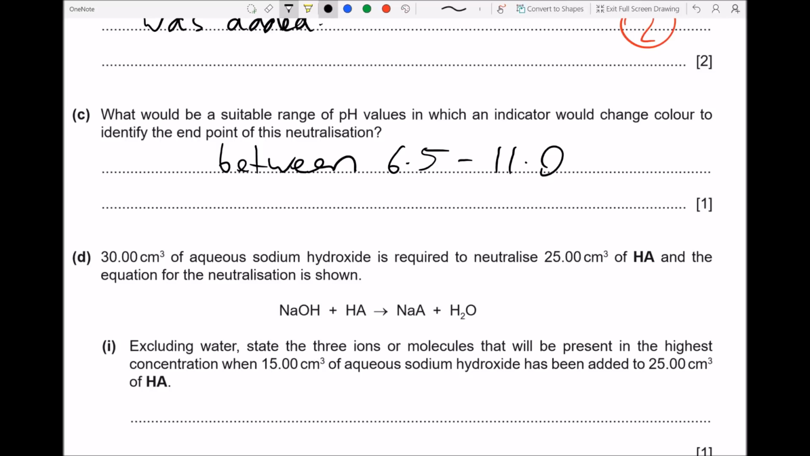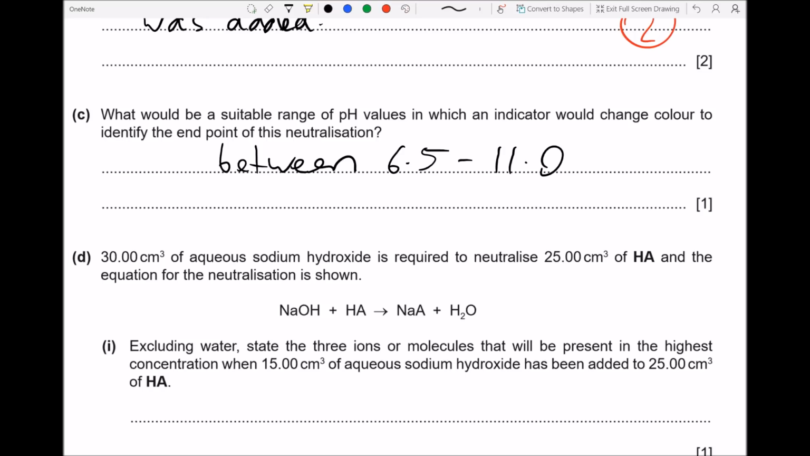Right, D. It says 30 centimeters cubed of aqueous sodium hydroxide is required to neutralize 25 centimeters cubed of HA, and the equation for the neutralization is shown. You can see here we've got the equation there. It says excluding water, state the 3 ions or molecules that will be present at the highest concentration when 15 centimeters cubed of aqueous sodium hydroxide had been added to 25 centimeters cubed of HA. Now it says here that we need 30 centimeters cubed of aqueous sodium hydroxide. 15 centimeters cubed of aqueous hydroxide is halfway to neutralization. So we call it the half neutralization point.